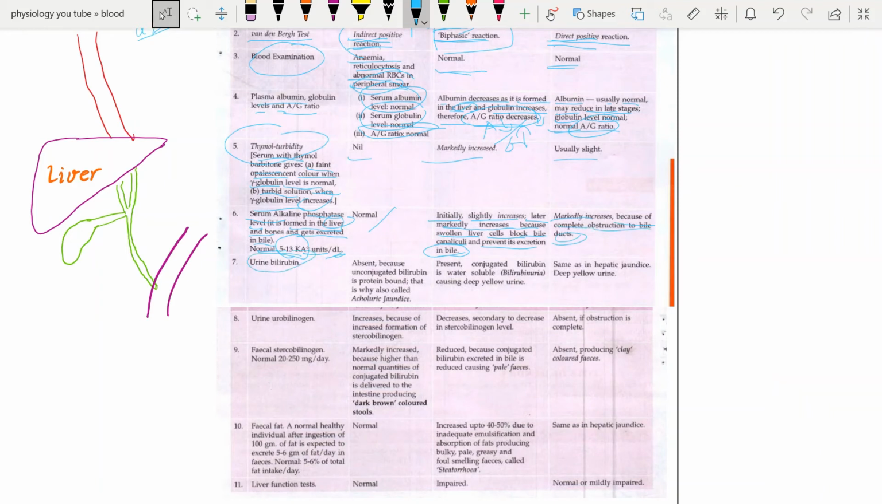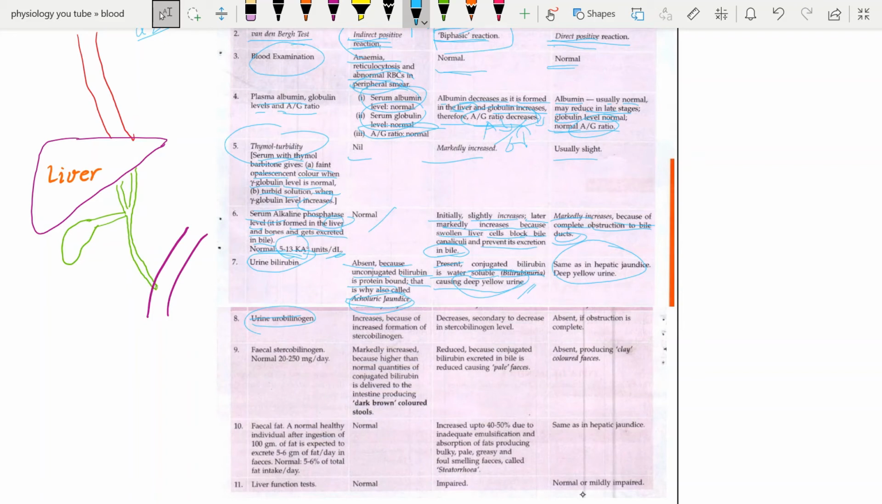Urine bilirubin. In prehepatic it's absent because unconjugated bilirubin is protein bound. That's why it's also called acholuric jaundice. In hepatic jaundice, it's present. Conjugated bilirubin is water soluble, so bilirubinuria causes deep yellow urine. And in post-hepatic, it's the same as the hepatic jaundice.